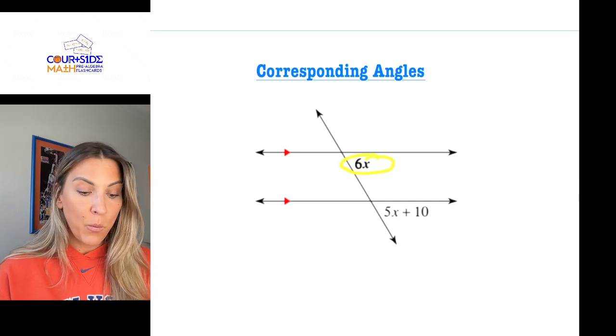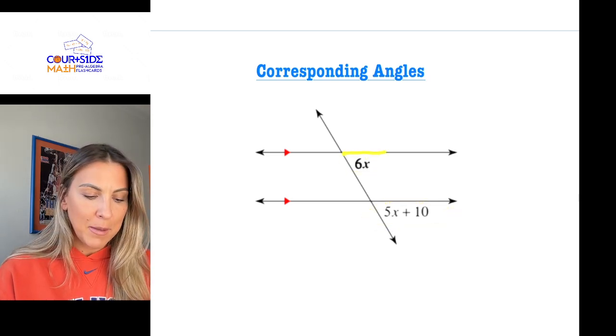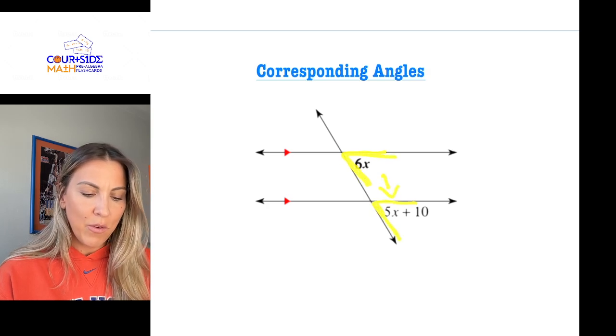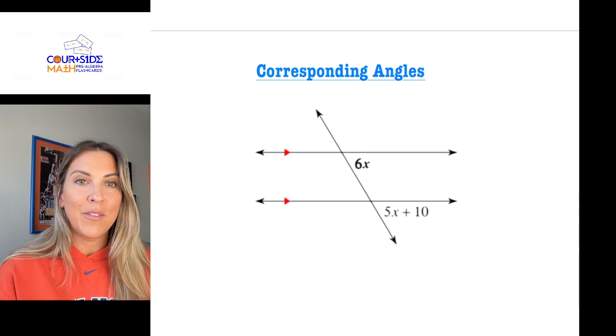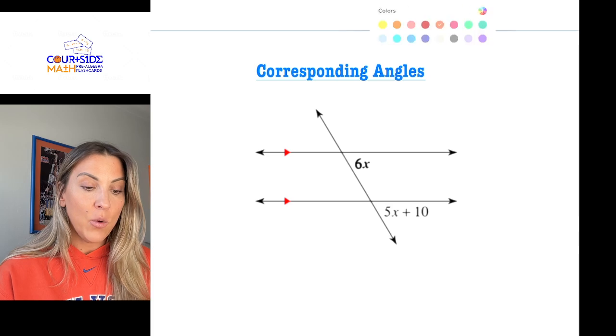The two angles that we're given are corresponding angles. So I know they're corresponding because if I kind of took this angle 6x and took it straight down, I would land right on 5x plus 10. They're in that same space. So they're corresponding. The important thing to know about corresponding angles is that they are equal in measure.